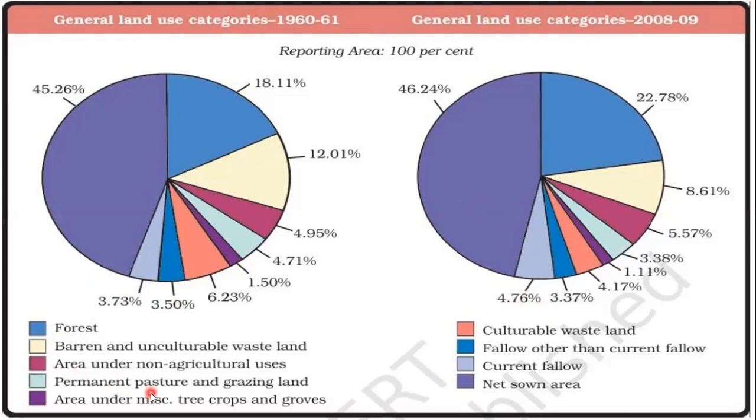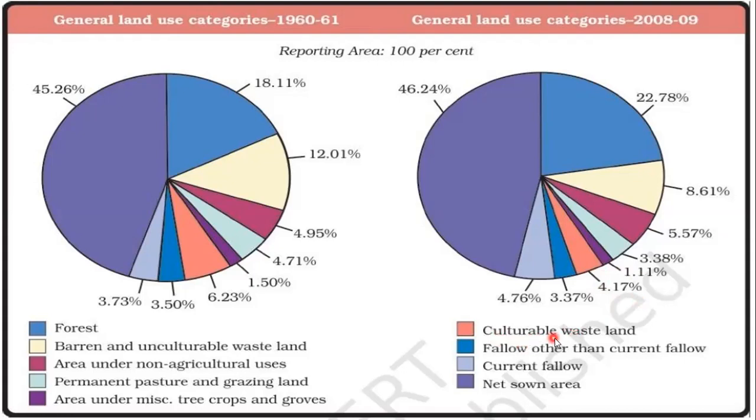And this is permanent pasture and grazing lands that we have. This is 3.37. This is 3.50. There's a little decrease in this. That is fallow other than current fallow. Fallow other than current fallow was the ones that are uncultivated for the past 1 to 5 years. Also over here, there's a little decrease. There's a 6.23. And now we have 4.70.